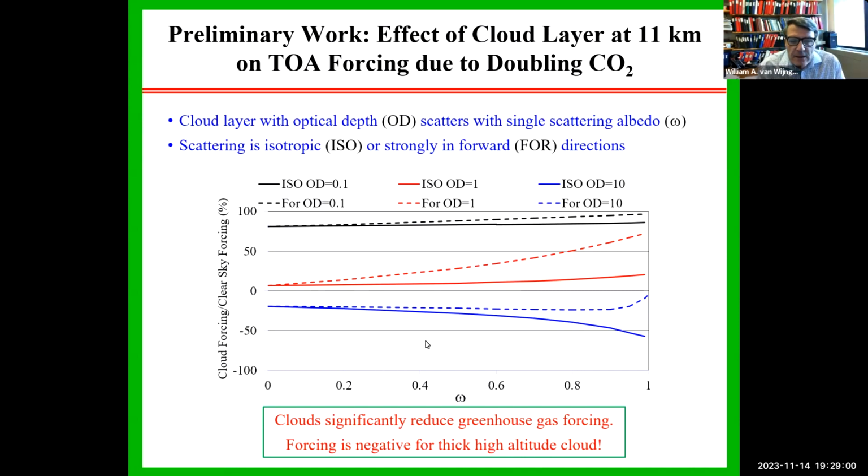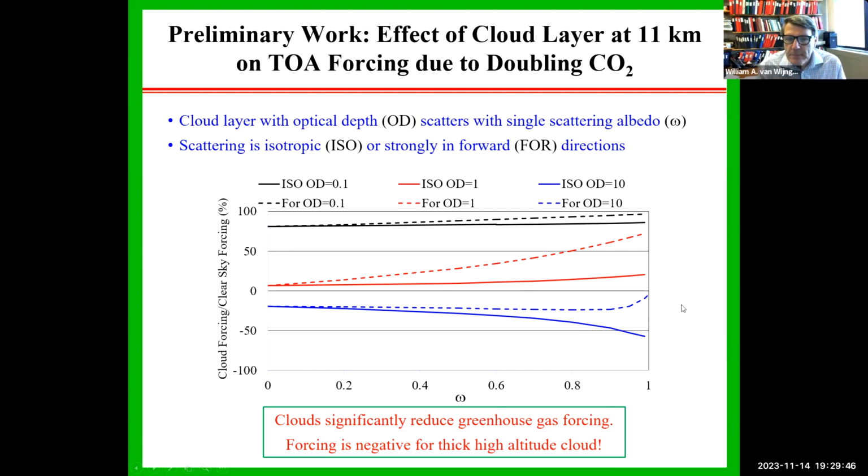Next, we have plotted this versus omega. Omega is given the technical name of single scattering albedo. When omega is 0, you get no scattering. When omega is 1, you get no absorption. So we've done our calculations for a whole range of this single scattering albedo. Finally, when you consider scattering, you don't know if the radiation is scattered in all directions equally. This is called isotropic scattering, or if it is strongly scattered in the forward direction. So we've considered two types of scattering, isotropic and forward scattering. And notice when you have this thick cloud, you always get a negative forcing.